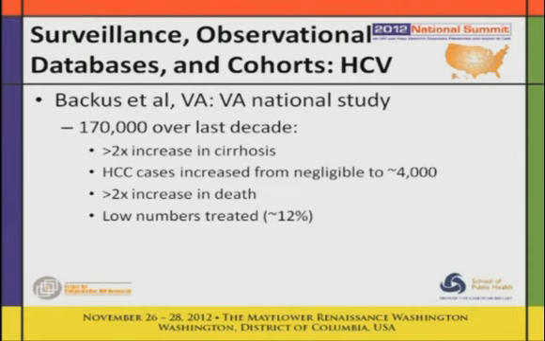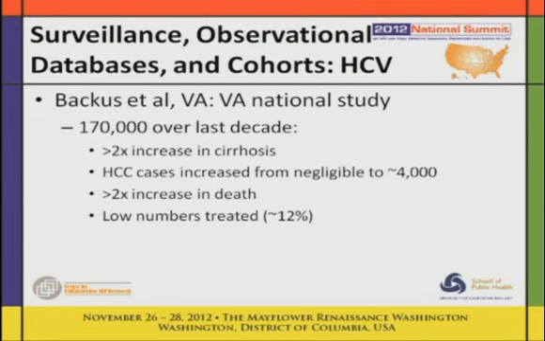Then Bacchus from the VA, looking at their national registry, has identified about 170,000 individuals with hepatitis C over the last decade. Importantly, because there have been very low treatment rates, not just in the VA but everywhere, due to the difficulty with treatment. But here we are on the eve of a sea change in therapy. Over this past decade, among the 170,000 individuals identified, they've seen a 2-fold increase in diagnoses of cirrhosis.